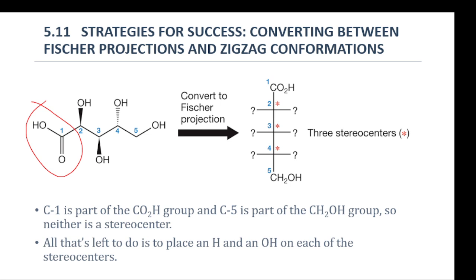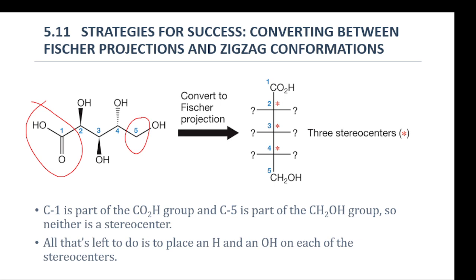And C5 is going to be part of this one right here, which is the alcohol. Neither is going to be a stereocenter, and so those are not going to be involved in the hatching or the straight up and down versus horizontal for the Fischer projection. Those will be what you start with.